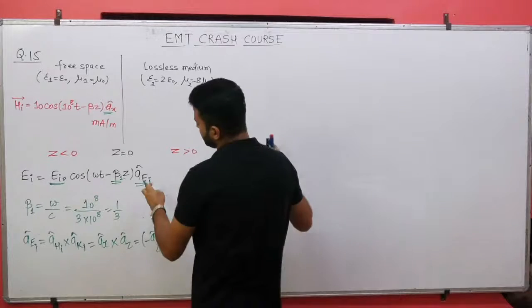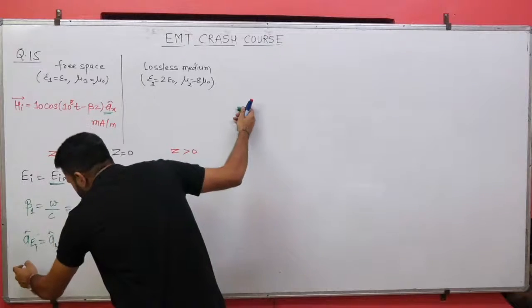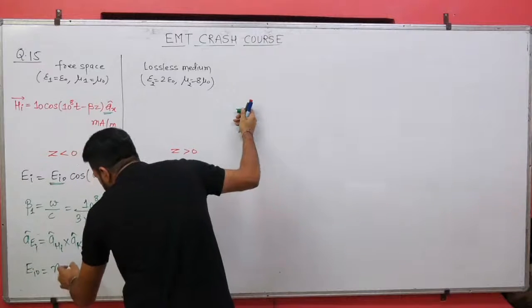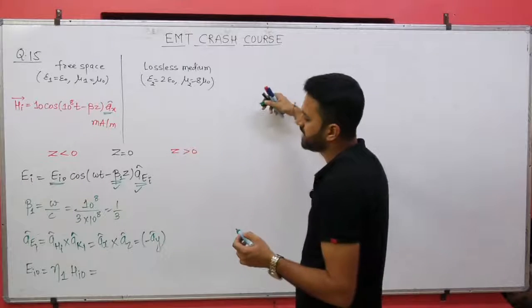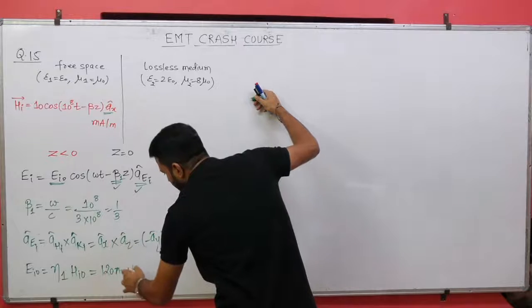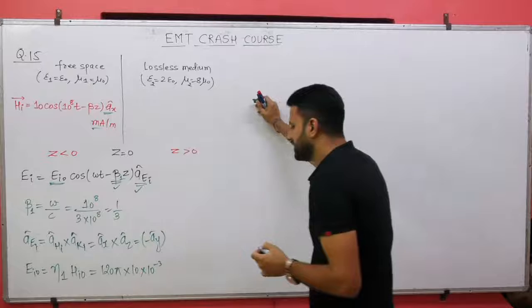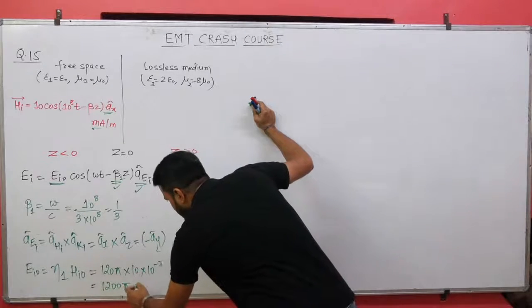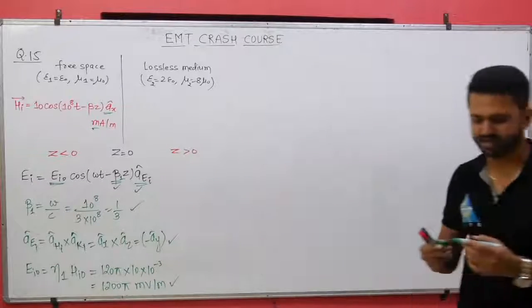We have calculated these two, and the last one we have to calculate is EI naught. So EI naught is equal to eta 1, the impedance of the first medium, times the magnitude of the incident magnetic field. So this is 120 pi times 10 into 10 raised to power minus 3, because it is in milliampere. When you solve it, you will get 1200 pi millivolt per meter. So now you have calculated all three parameters.